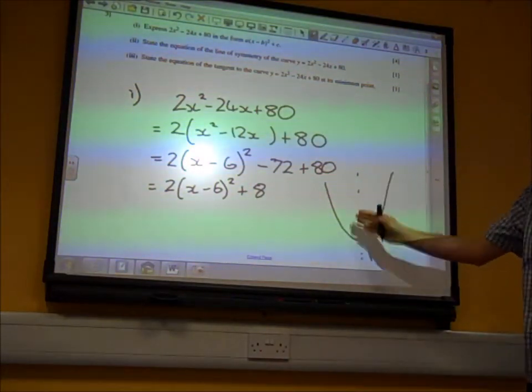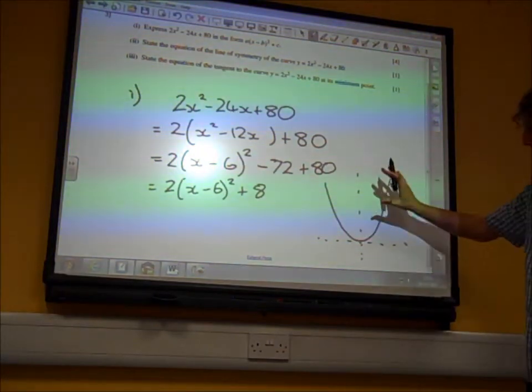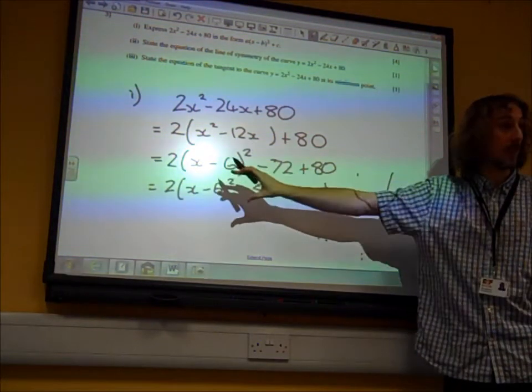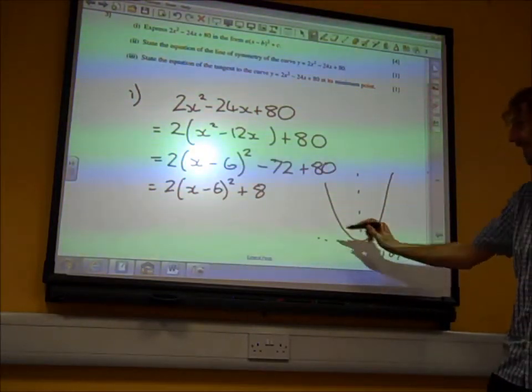We know that there's the line of symmetry, and there would be the minimum point. That's what we get from this. So from this, we get that that's 6, 8.